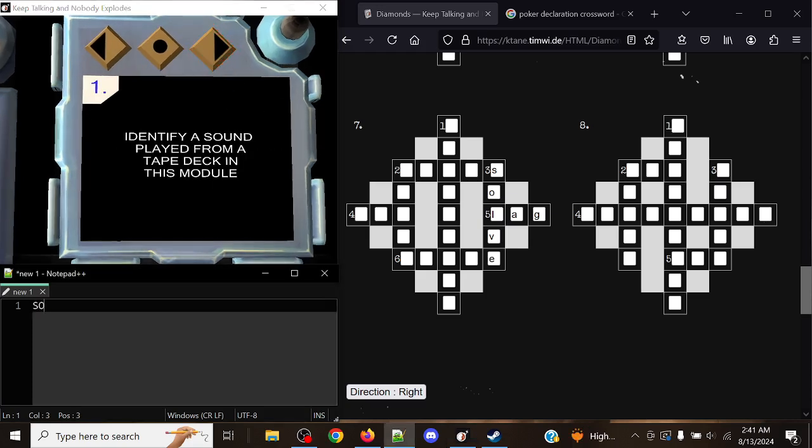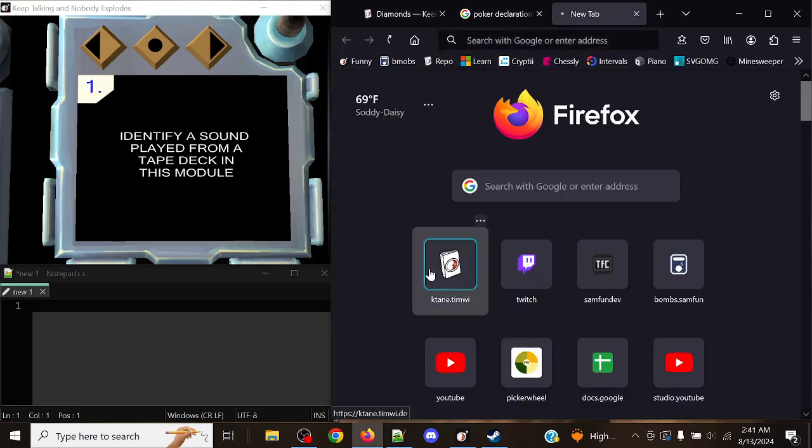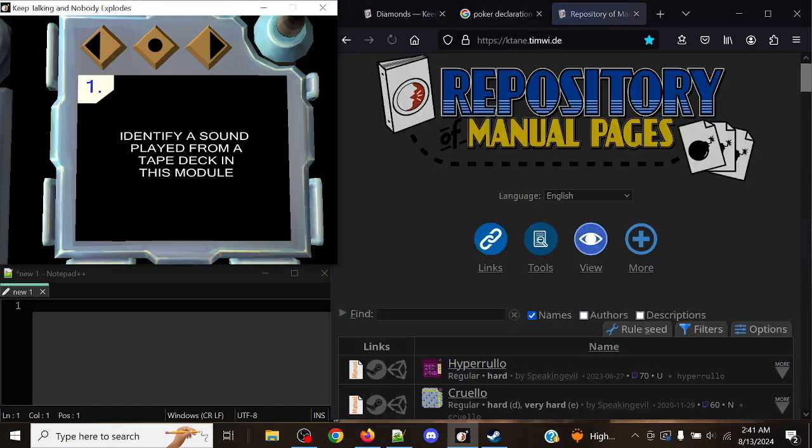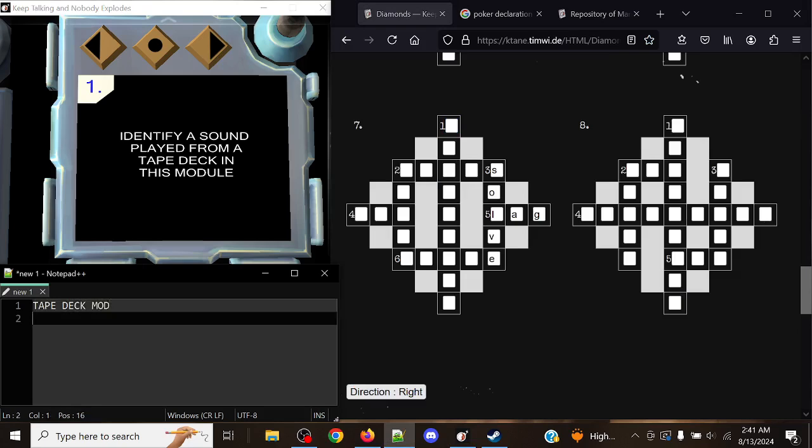So, sound played from maybe a cassette from a tape deck in this module. So this, I believe, is actually referring to specifically a module in the game of KTANE. Identify a sound played from the tape deck in this module. This might be... Oh, what am I thinking of? Oh, God. If I see a KTANE mod, I'll know it. But for now, I'm going to leave that one blank. Tape deck mod is what I will call this one.